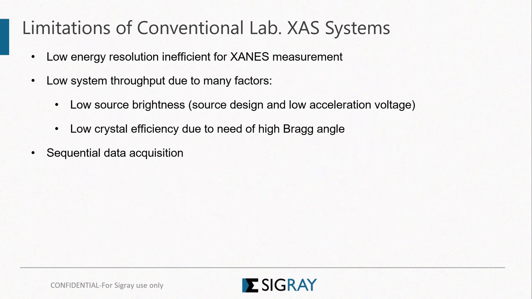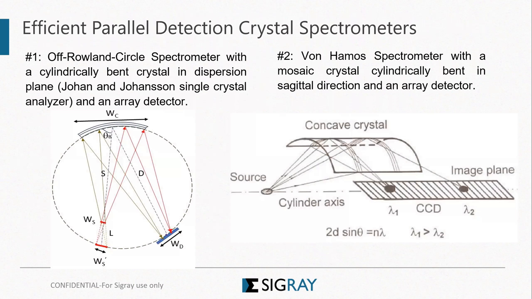Crystal diffraction efficiencies are very low, as shown in the previous slide. Another one is that data acquisition is sequential. When you have a sequential measurement, the source stability and crystal and detector stability need to be extremely high, otherwise that can mess up the spectrum. So what we are going to use in our system is parallel detection instead of sequential detection. All the spectrum is going to be measured simultaneously, so that avoids the sequential data acquisition problem.